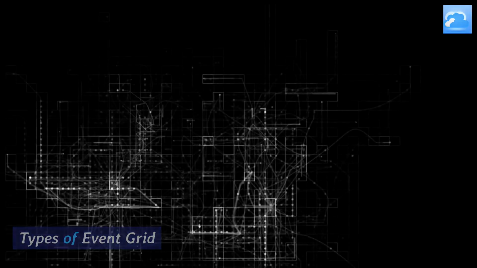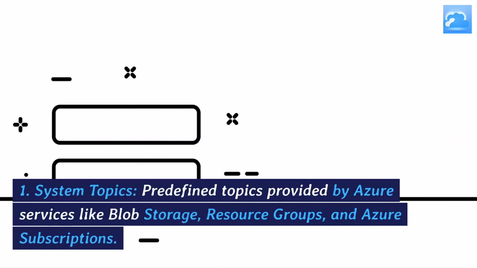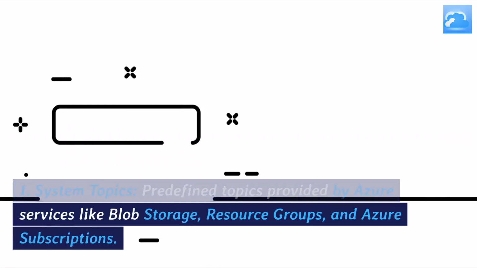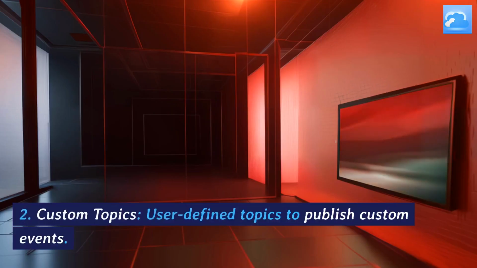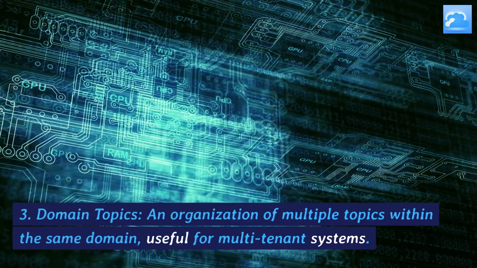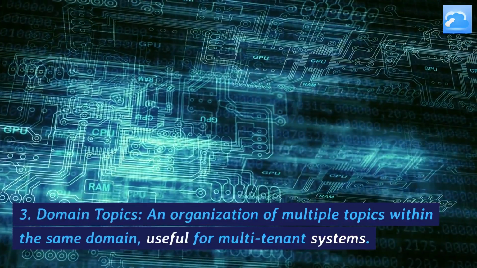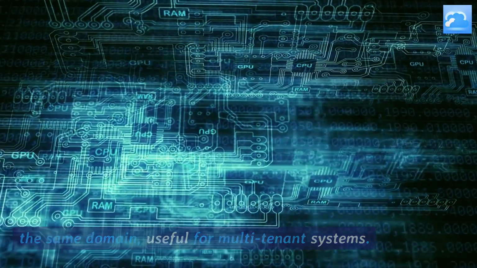Types of Event Grid. 1. System topics. Predefined topics provided by Azure services like blob storage, resource groups, and Azure subscriptions. 2. Custom topics. User-defined topics to publish custom events. 3. Domain topics. An organization of multiple topics within the same domain, useful for multi-tenant systems.